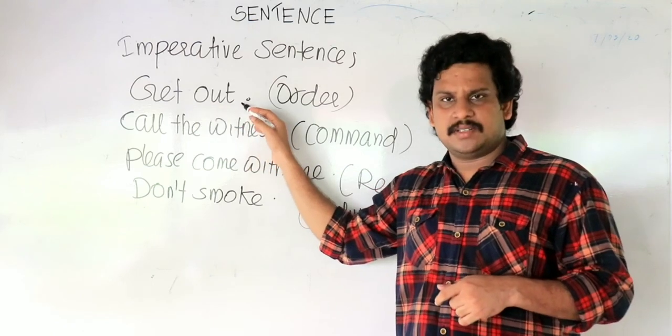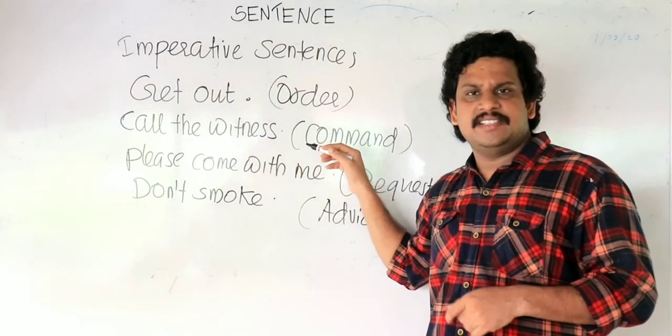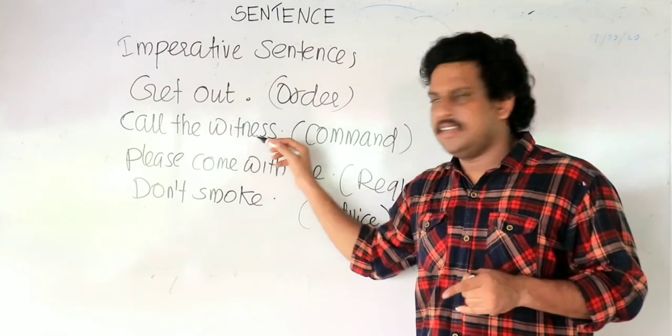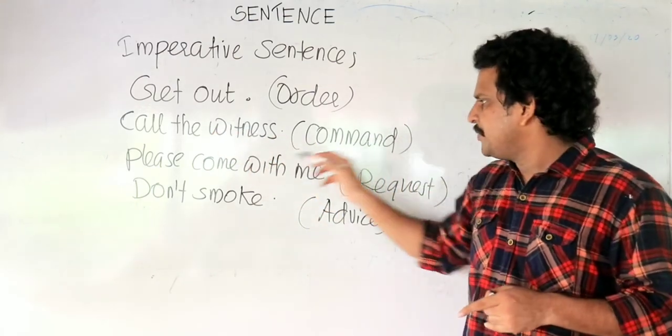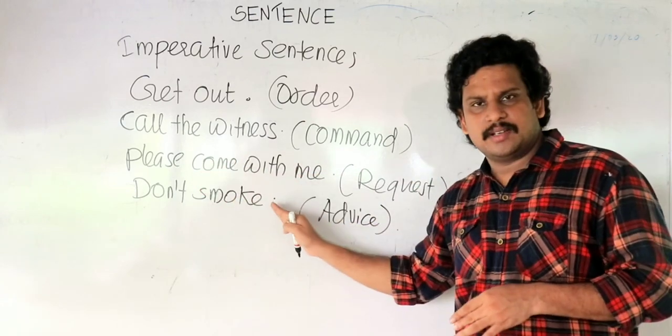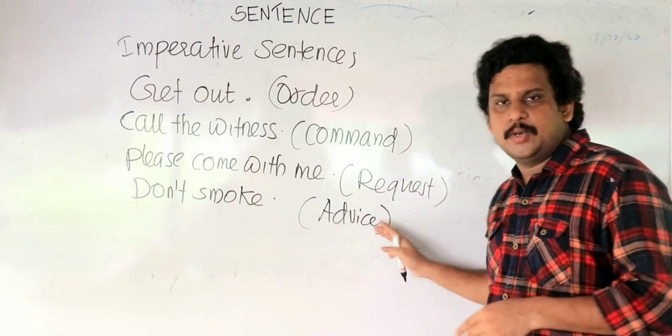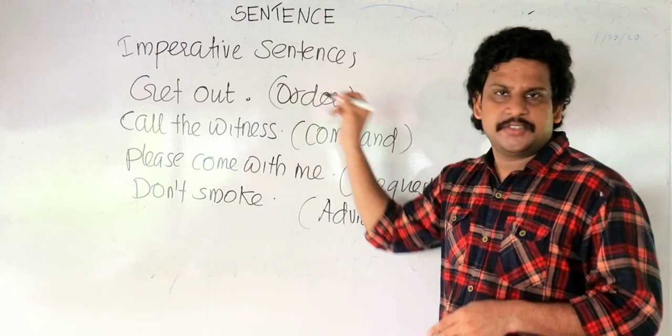Look, get out. Get out is an order. Call the witness, a judge says. A judge said, call the witness. And a command. Please come with me. Please is there, so it's a request. Don't smoke, a doctor said. It's an advice. So it ends with the full stop.